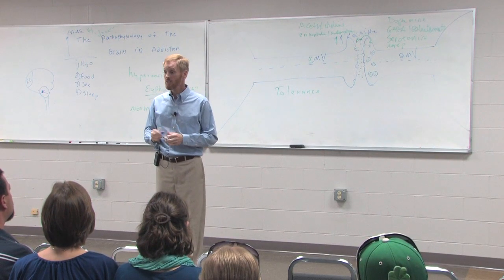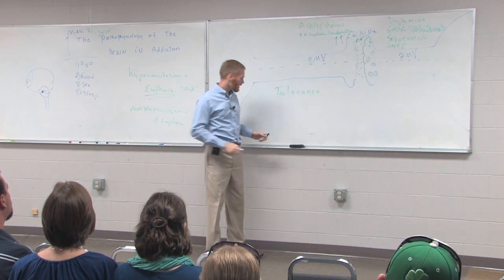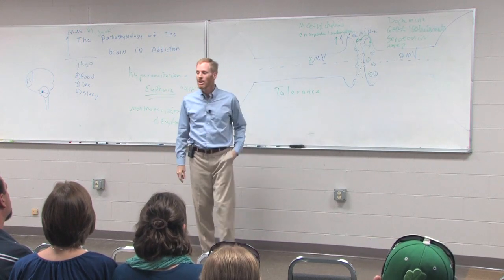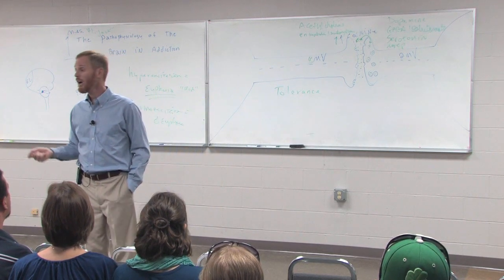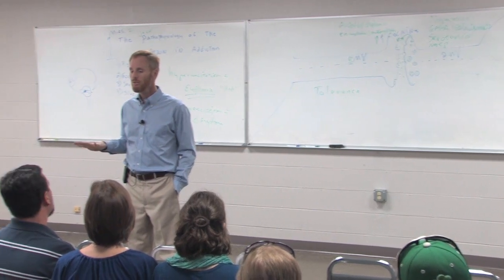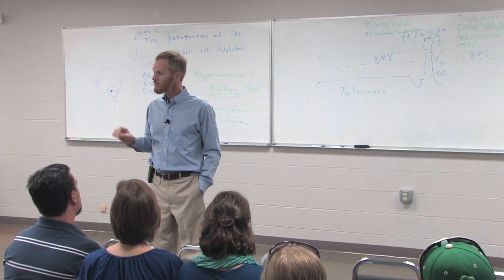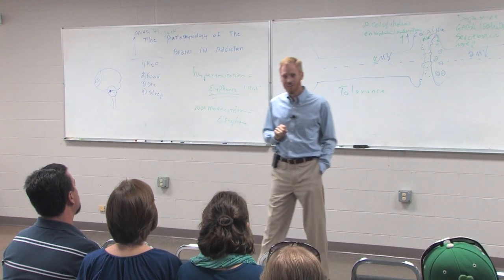That's why the disease is progressive. If there were no tolerance, if the human brain didn't develop tolerance to mood-altering substances, you could start out with a very tiny dose. It would get you high. It would have a rewarding effect. And you would never have to increase your dose. And if you didn't have to increase your dose, addiction wouldn't be the same disease it is.